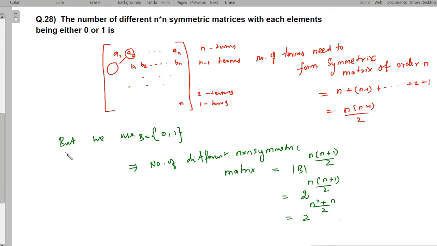Right? But here, we are going to apply only two values, 0 and 1. So the number of different n cross n symmetric matrices is modulus B whole power n into n plus 1 divided by 2. Modulus B is nothing but the cardinality of B. So 2 power n into n plus 1 divided by 2. The answer is 2 power n square plus n divided by 2. This is the answer.